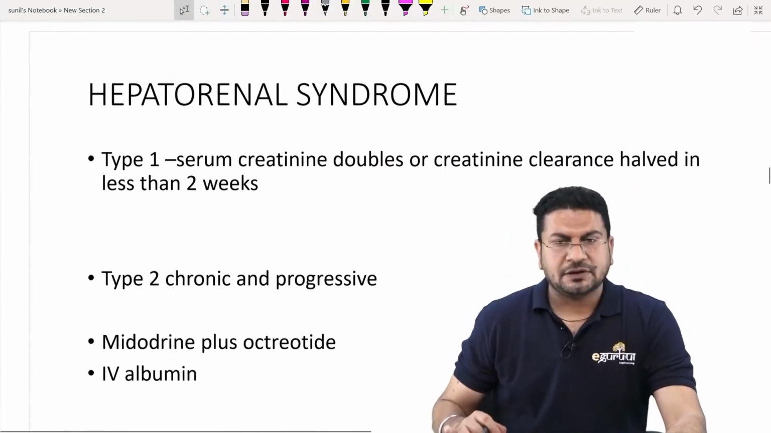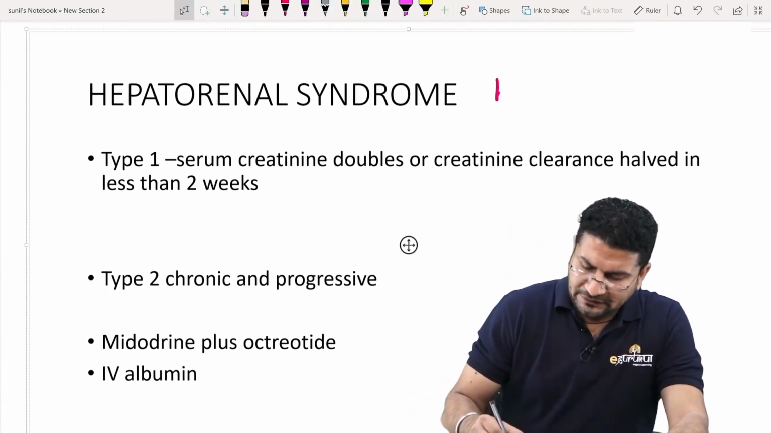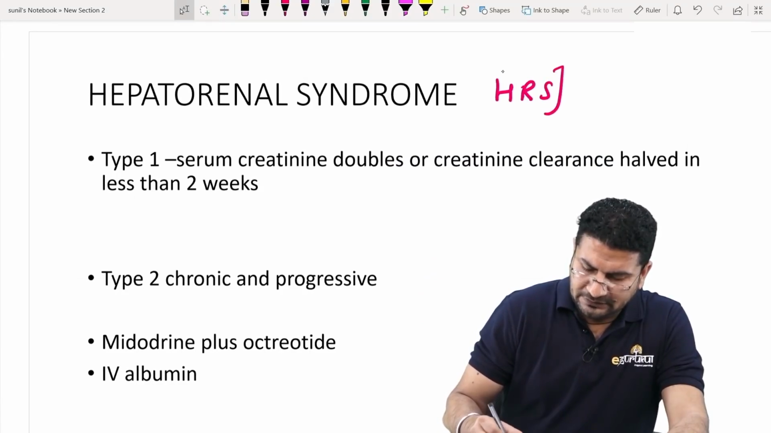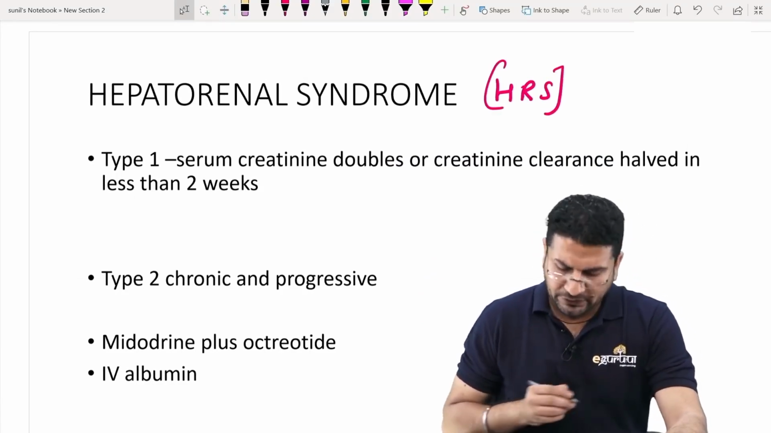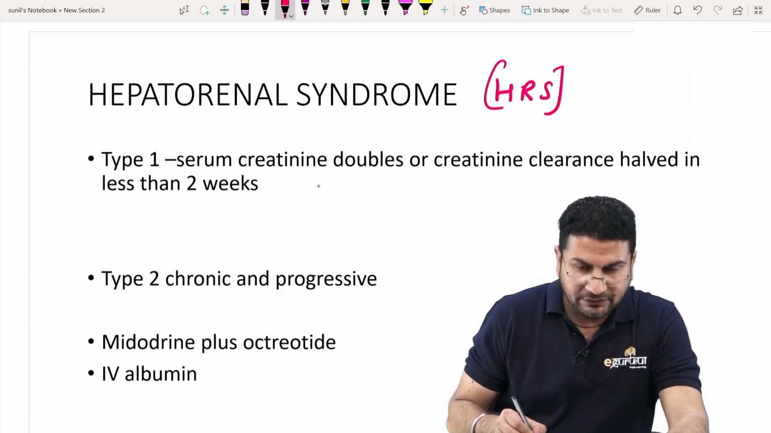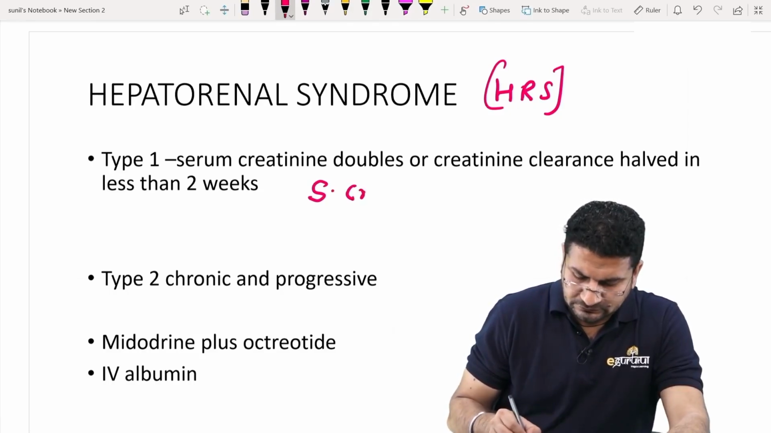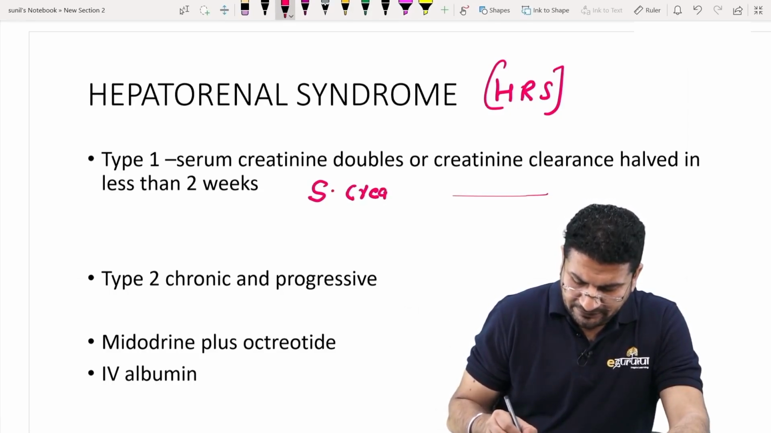Okay, this is expected question from my side. HRS. HRS is hepatorenal syndrome. So we have two variants, type 1 and type 2. If I say type 1 means there will be two parameters, that is serum creatinine.